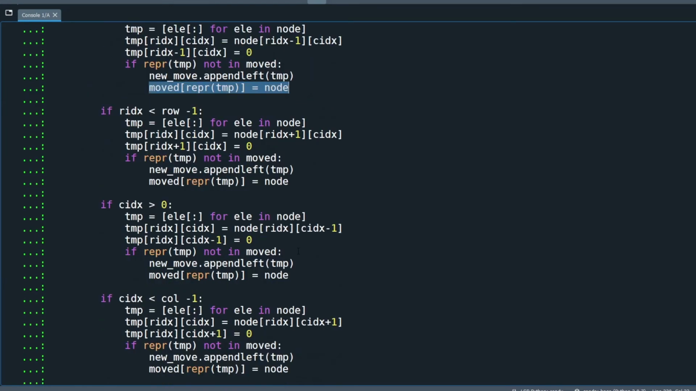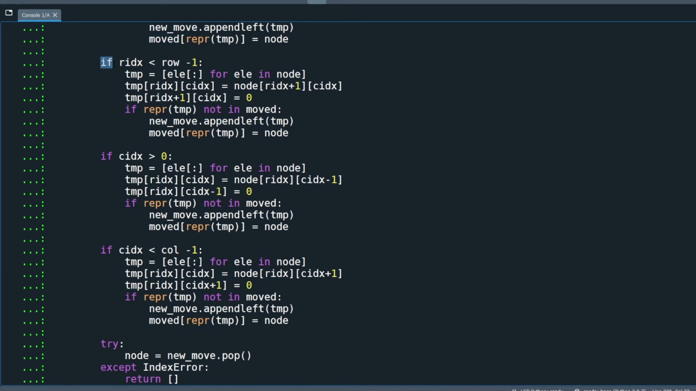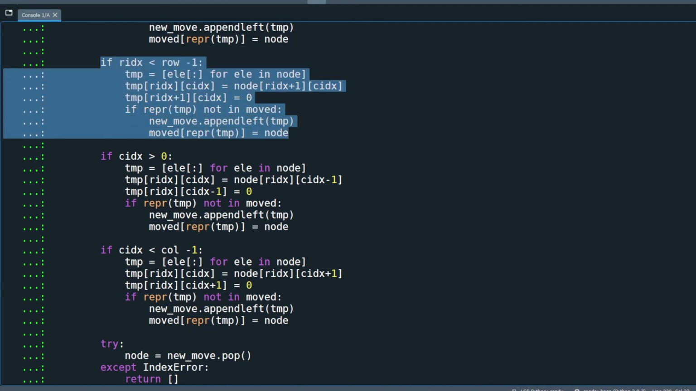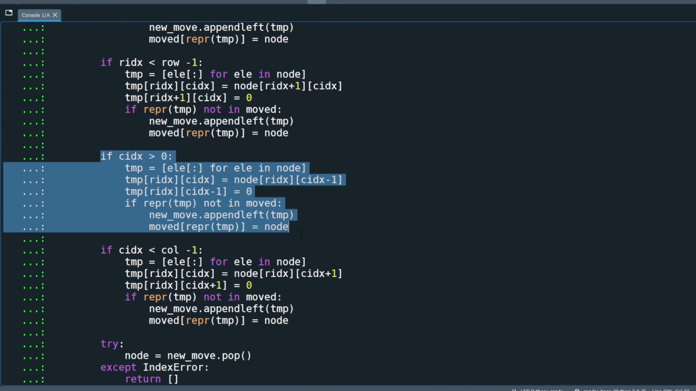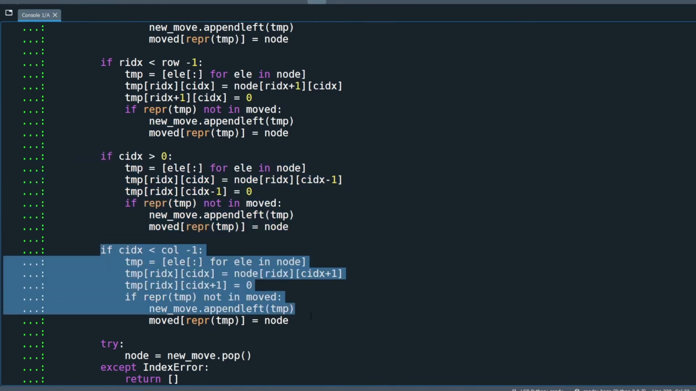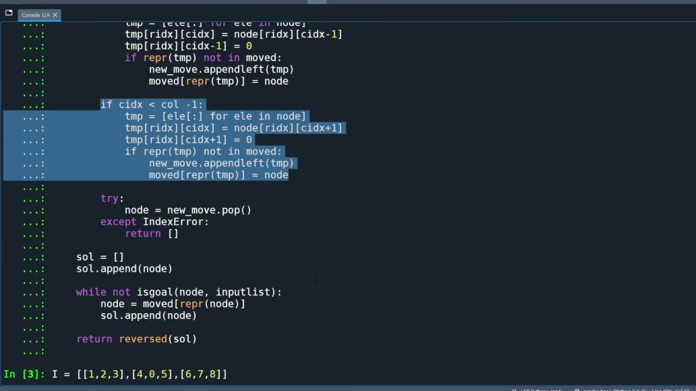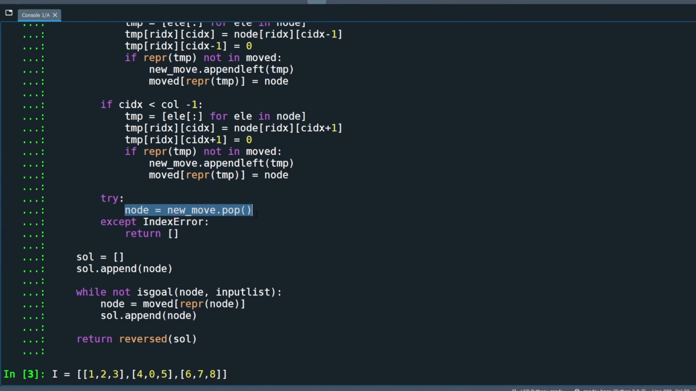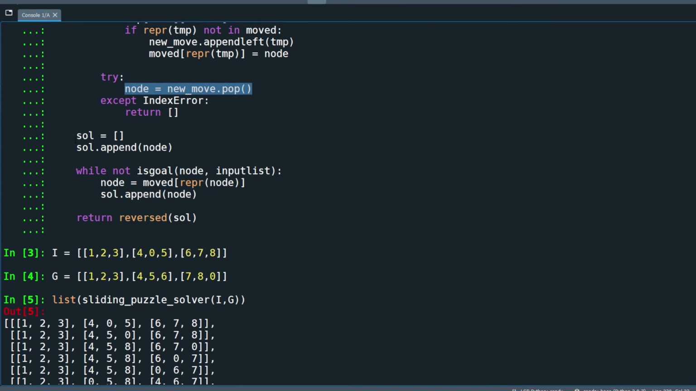We repeat the same process for the up direction, the left direction, and the right direction. Then we pop the node from the right of the deck and check whether this node matches the goal. If not, we go through the above process again till we found the match. For the solution, we just do the reverse search to find the match.